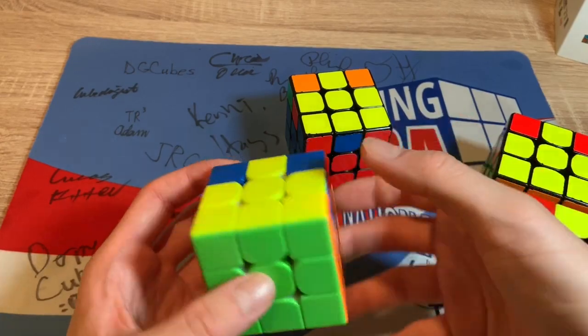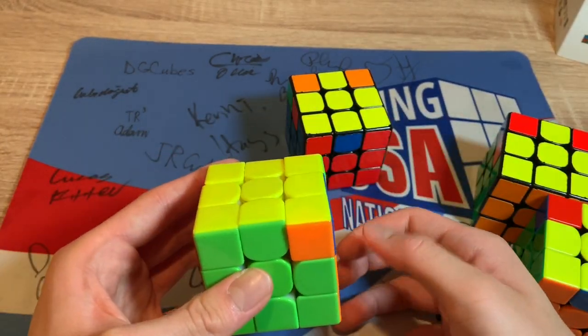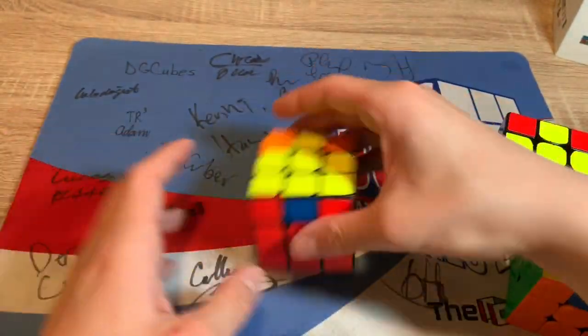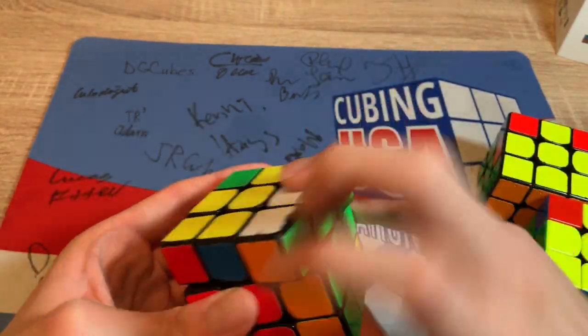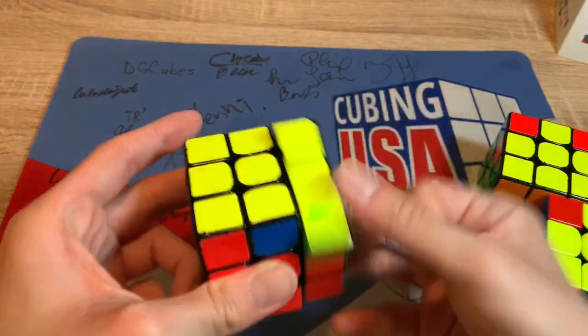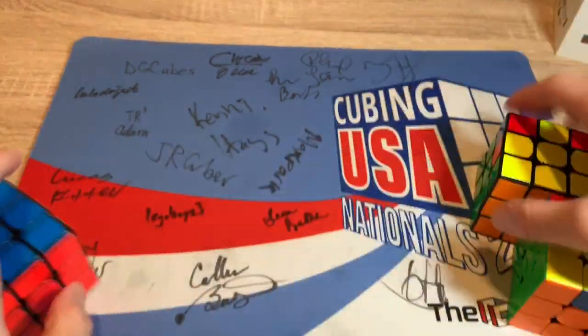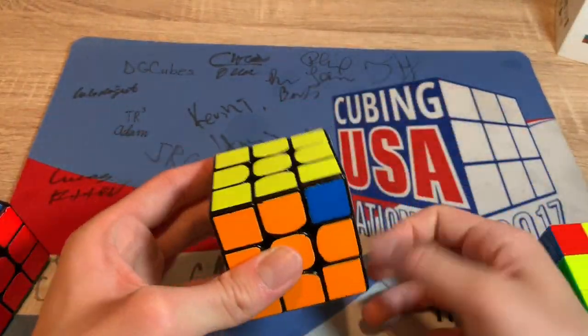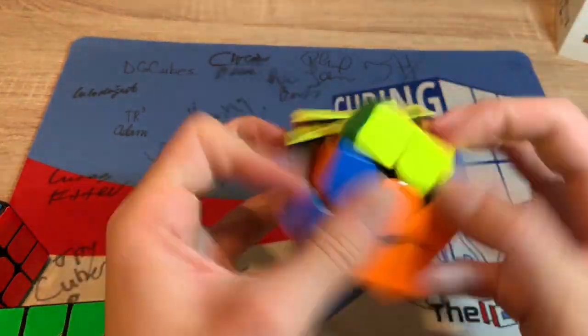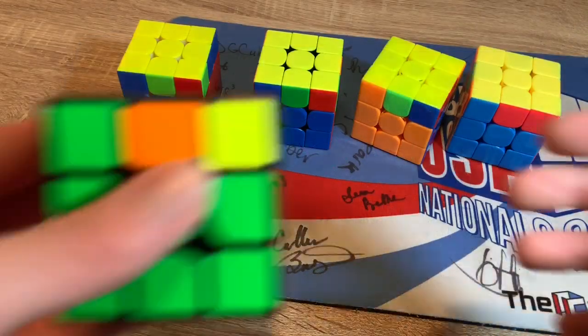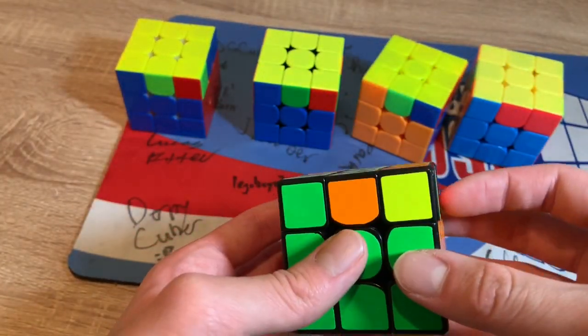So let's do this one. J-Perm. This one, R-Perm. Oops, messed that up. Oh my. Okay. This one, R-Perm. This one, J-Perm.